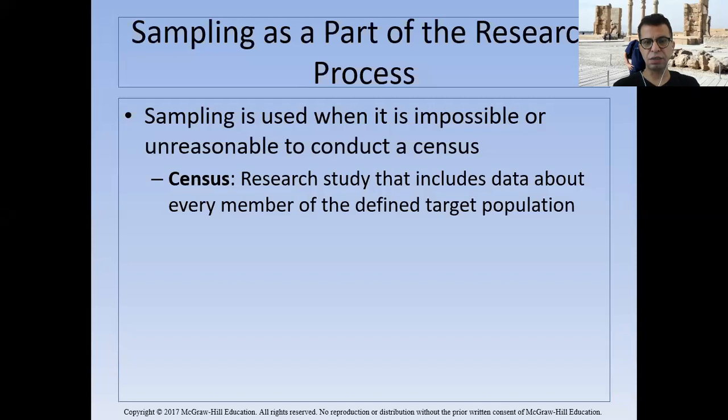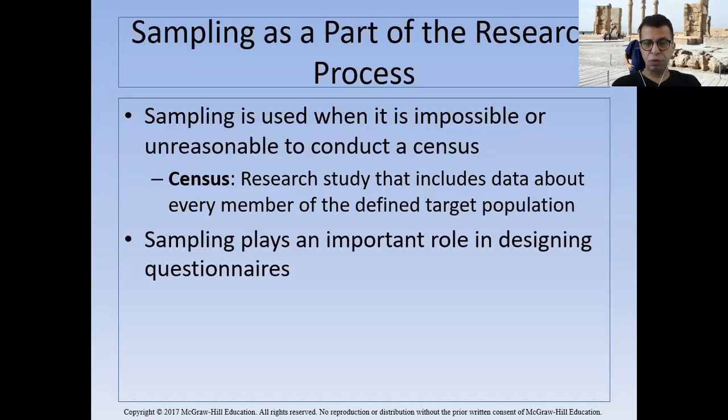So a census is a research study that includes every member of the defined target population. You see the Canada census, US census, India census, when people go and collect information about everyone in the country. That's what you call a census. If you do a sample of it, a limited group, that is called sampling.